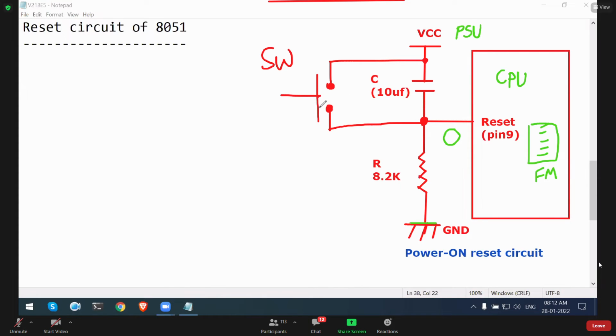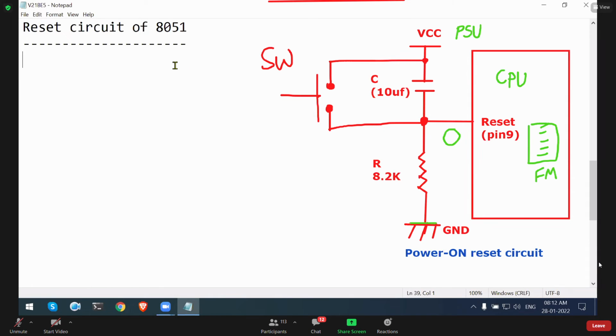So if manual reset is given, the advantage of manual reset is no need to power off and power on the board every time when you want to reset. When you want to reset, just press the button and that's it. It is over. Okay, so on our board, we have given a combination of power on reset and manual reset. So this is the circuit given on our 8051 board.